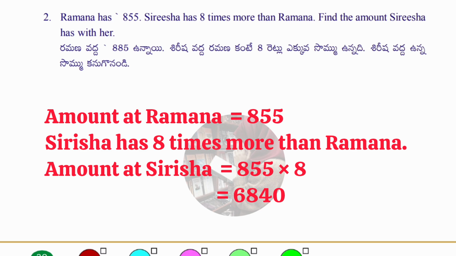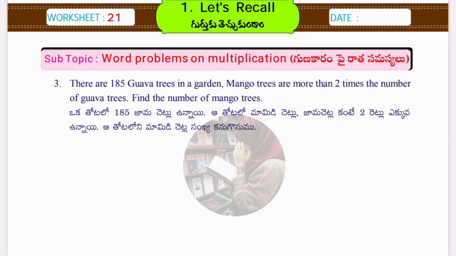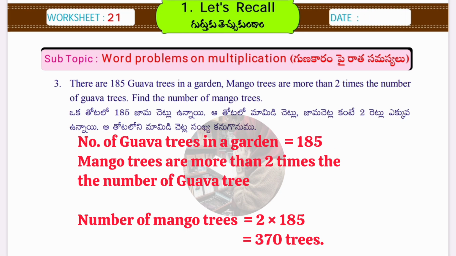Okay, let's see the second problem, which is Ramana has 855. Sirisha has 8 times more than Ramana. Find the amount Sirisha has with her. So amount of Ramana is 855. Sirisha has 8 times more than Ramana, means amount of Sirisha is 855 multiplied by 8. We'll get 6840. Okay, this is the amount Sirisha had. There are 185 guava trees in a garden. Mango trees are more than 2 times the number of guava trees. Find the number of mango trees. Let's see the solution.